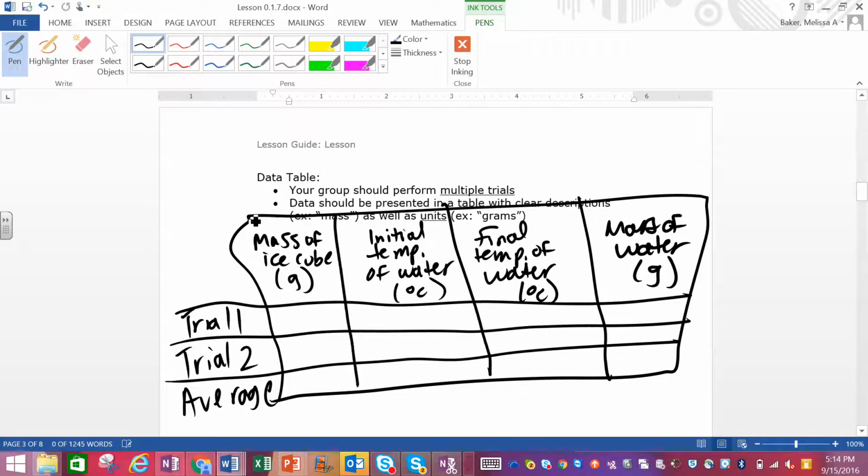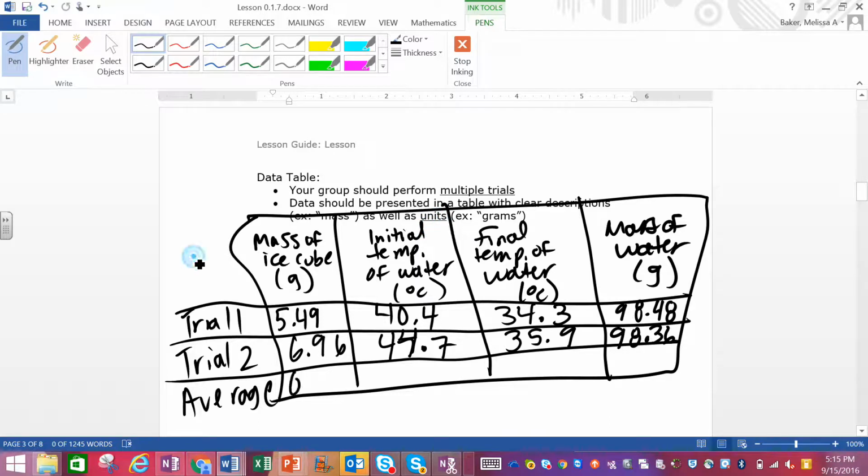So when I collected data for the first experiment, I found that the water started at 40.4 degrees Celsius. The ice cube was 5.49 grams. I measured out 98.48 grams of water. And after the ice cube melted, the final temperature of the water was 34.3. Trial 2, the ice cube was a little bit bigger, 6.96. The initial temperature of the water was 44.7. The final temperature of the water was 35.9. And the mass of the water was 98.36.